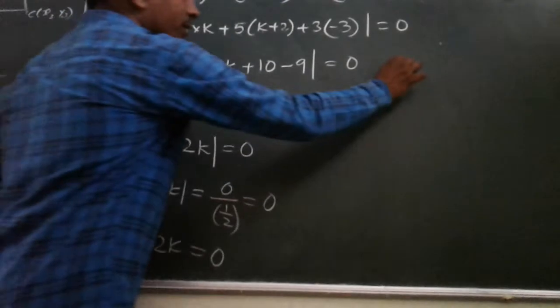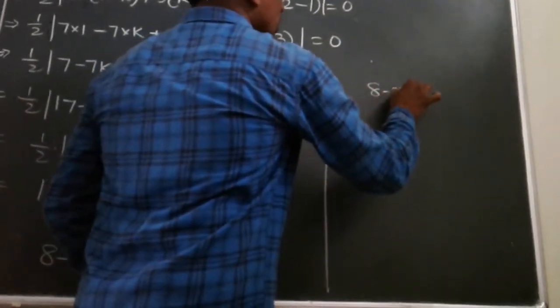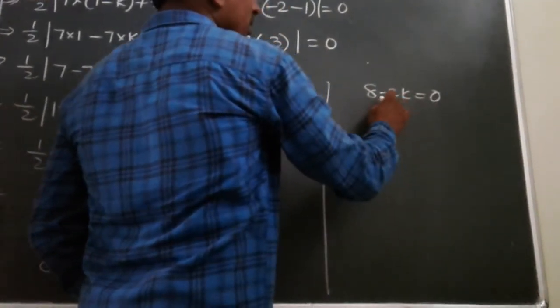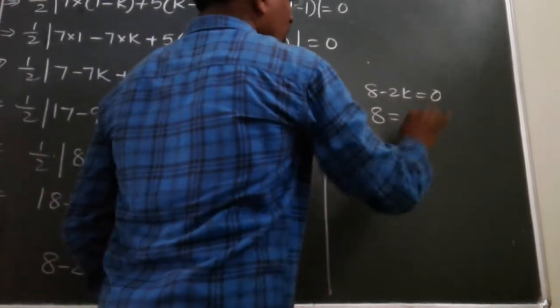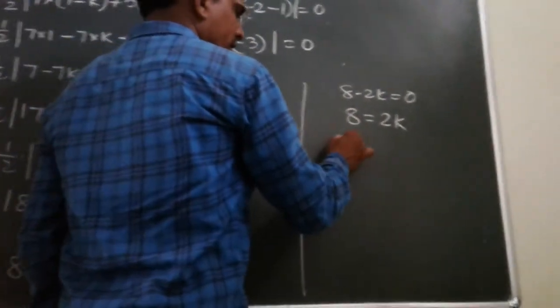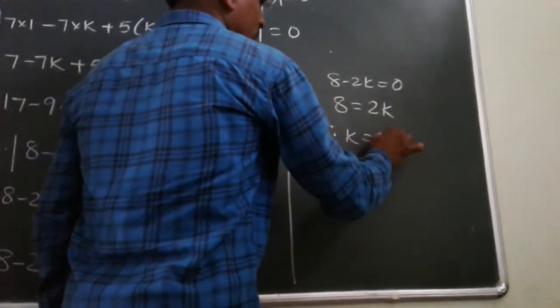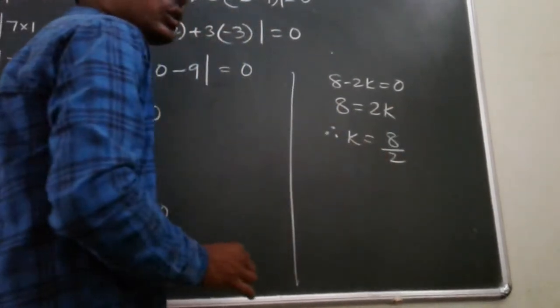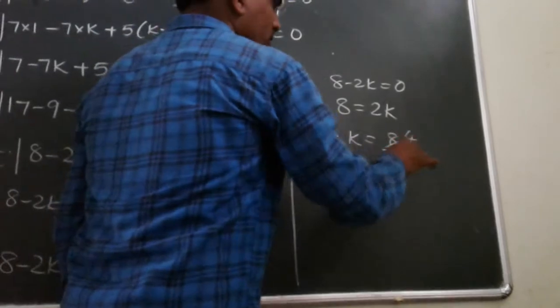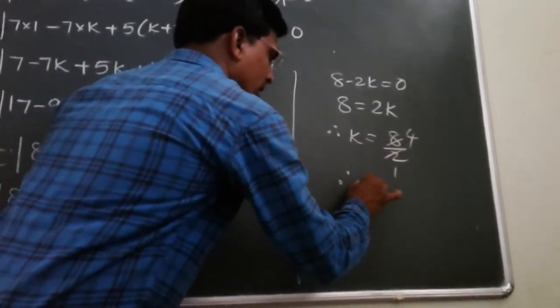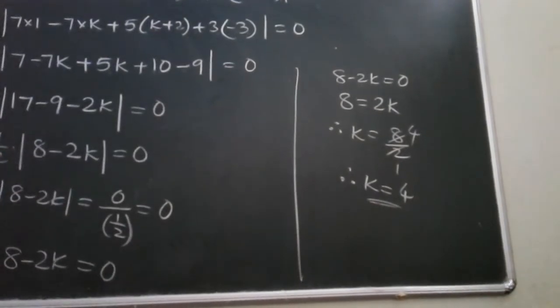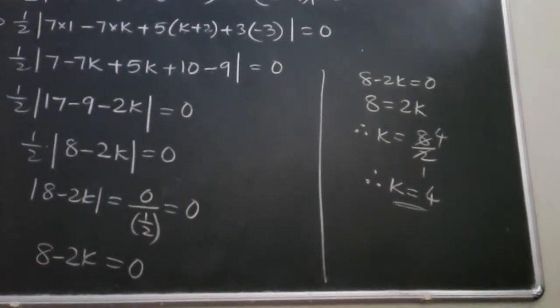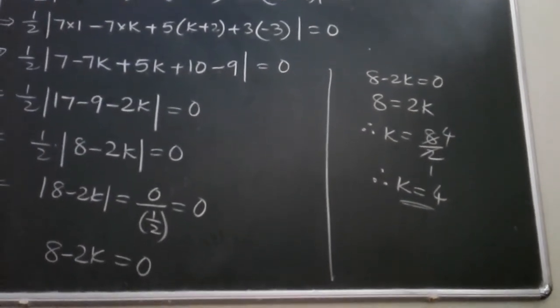So if you simplify, 8 minus 2k is equal to 0, you can send this minus 2k to the right hand side. So 8 is equal to 2k. Therefore k value is equal to 8 divided by 2. 2 ones are 2 and 2 fours are 8. Therefore, the required value of k is equal to how much? 4. Okay, so this is the way of solving problems according to collinearity.